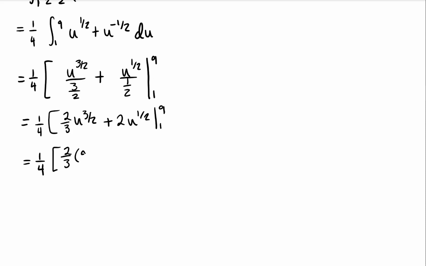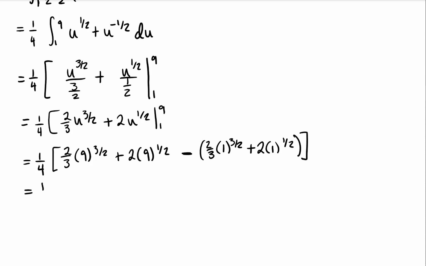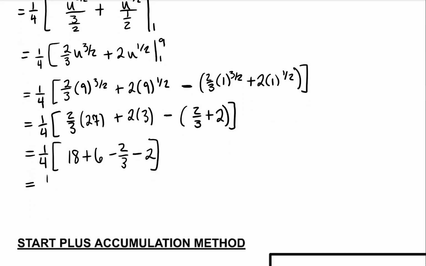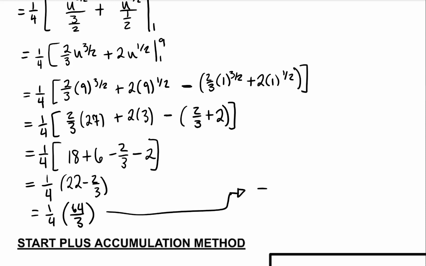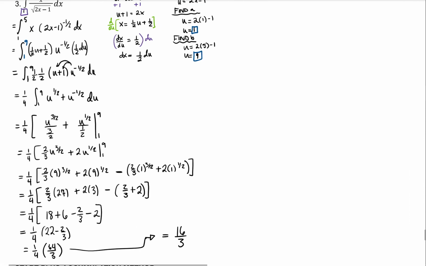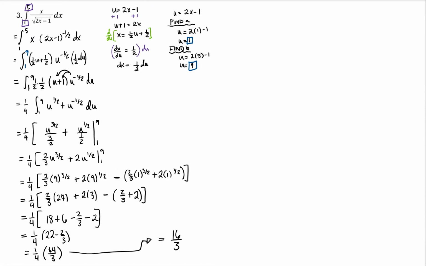Plug in the upper limit. AP has to see this subtraction symbol. And simplify. All right, 16 over 3 is the answer for this definite integral, and that's how you do u-substitution with a definite integral.